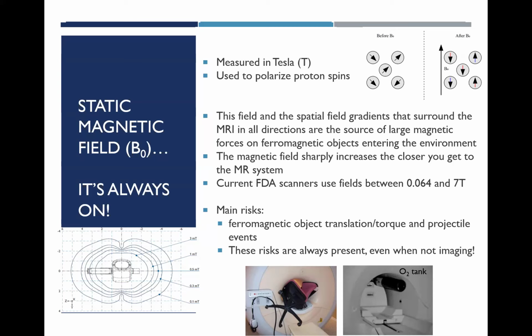The magnetic field sharply increases the closer you get to the MR system. Current FDA scanners use fields between 0.06 and 7 Tesla. The main risks of the static magnetic field include ferromagnetic object translation and torque, as well as projectile events. These risks are always present, even when not imaging, as the magnetic field is always on.